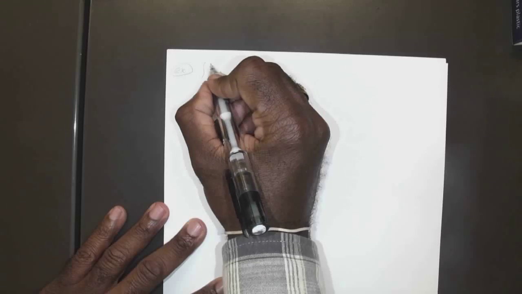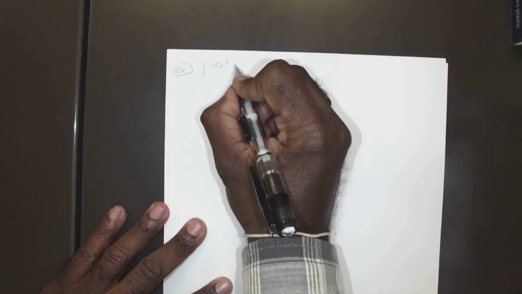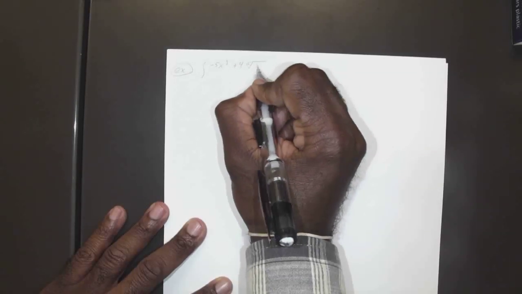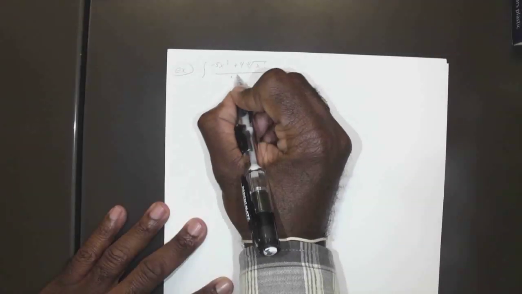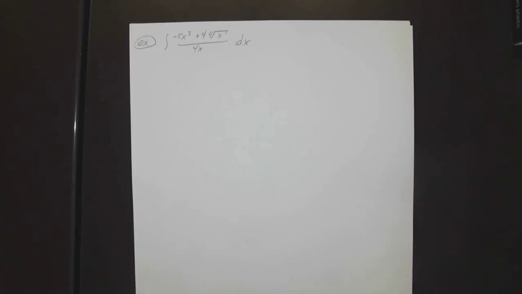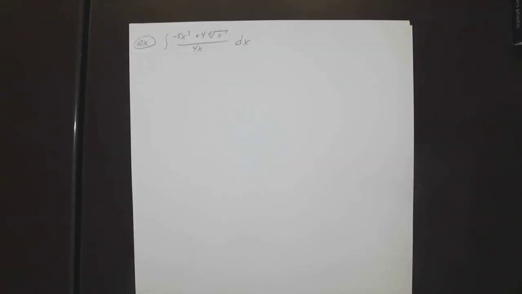Let's say if we want to integrate -5 x to the third plus 4 times the 5th root of x divided by 4x with respect to x. Is that x to the first? Oh yeah, this is just x. I always close off my square roots.